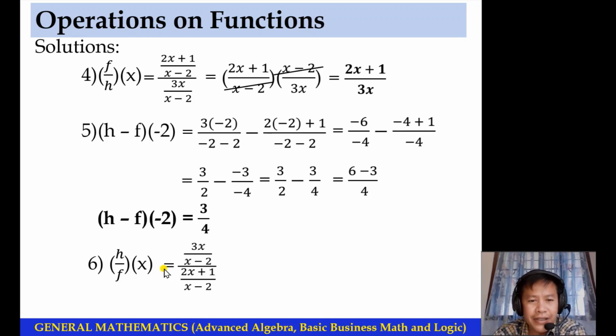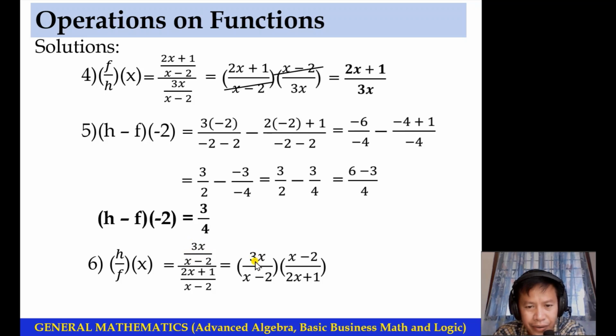Okay, and this is equal to 3x over x minus 2 over 2x plus 1 all over x minus 2. And this is equal to, what you need to do is to copy the numerator. And this is 3x over x minus 2 times the reciprocal of the denominator. And this is x minus 2 all over 2x plus 1. Cancel. And this is equal to 3x over 2x plus 1. Take note, the quotients are not the same.